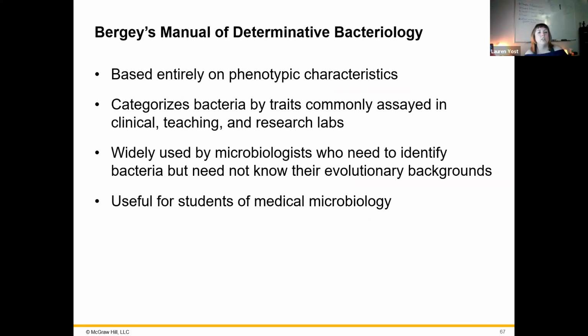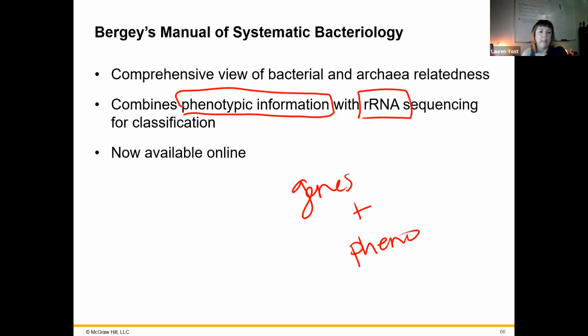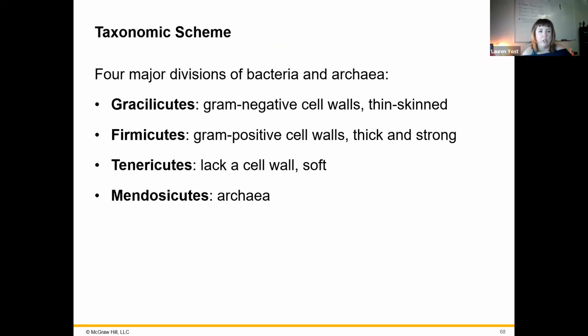Both. Determinative, this is only phenotypic. You don't have any genetic information, you might use Bergey's Manual of Determinative Bacteriology. Yes, you need to know the difference between these guys. So systematic, we had the inclusion of the ribosomal RNA genetic sequencing. We don't have that with determinative. It's only going to be phenotypic. So if you are studying for medical microbiology and you want to know about certain traits about these organisms that you are potentially dealing with in your patient, this might be the manual that you would consult, because you don't need to know the genetic information for it.